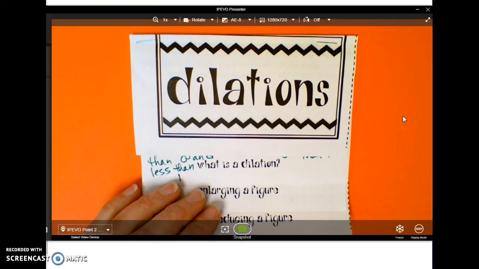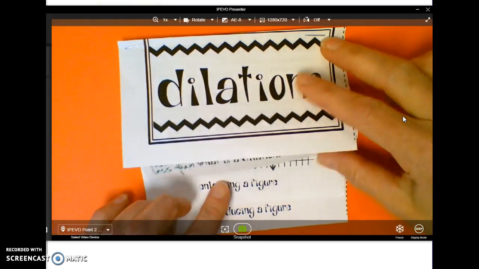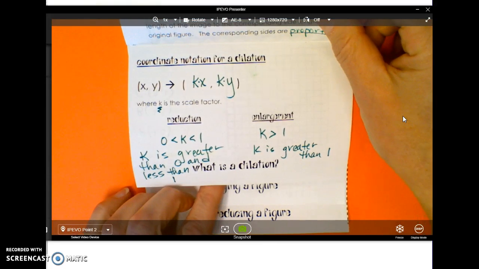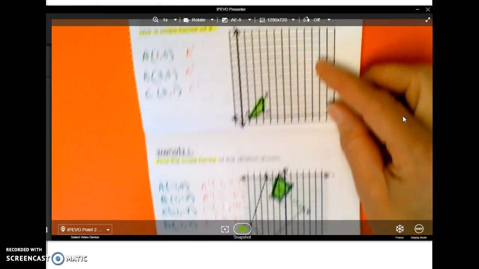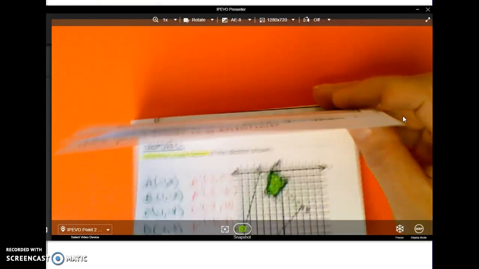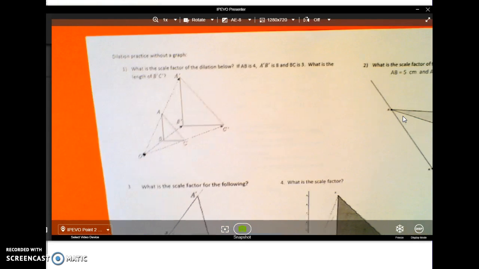Right, ladies and gentlemen, yesterday we filled out the first part of our note sheet on dilations. We learned about a scale factor and how we use the letter K to describe what's happening to our shape. Sometimes, remember, the shape gets enlarged, and sometimes the shape gets reduced. This will go into our notebook here in a few minutes, but first we're going to fill out the page that goes opposite this in our notebook.